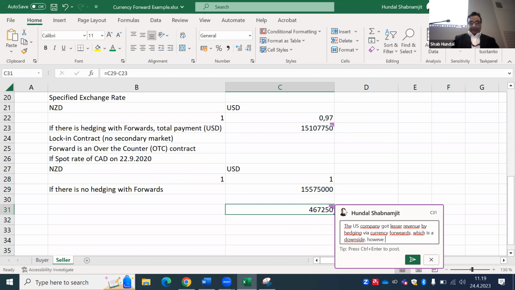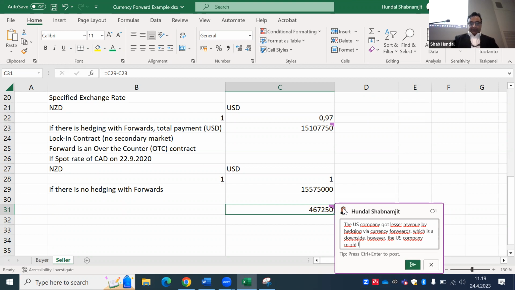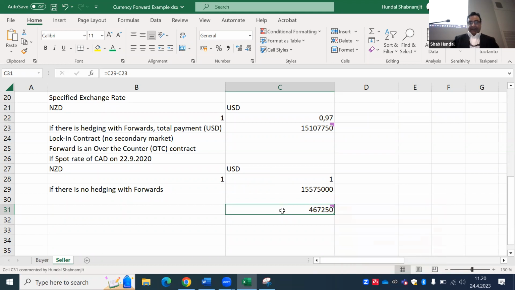However, the US company might have lost more revenue in the absence of a currency forward contract. And I write in red so that this shows that you have lost something.